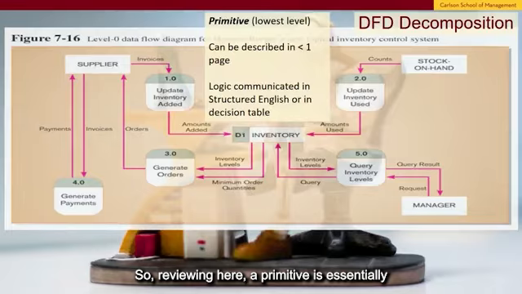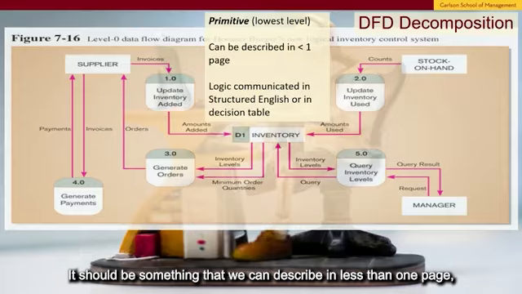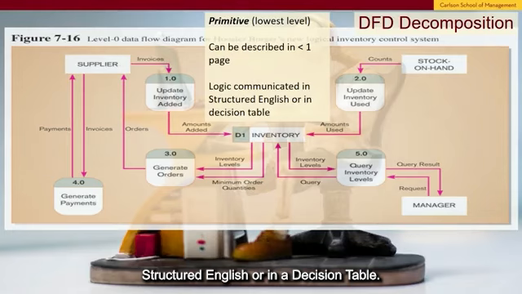A primitive, so reviewing here, a primitive is essentially the lowest level of decomposition of a process within our data flow diagram. It should be something that we can describe in less than one page, and the logic should be able to be communicated in structured English or in a decision table.